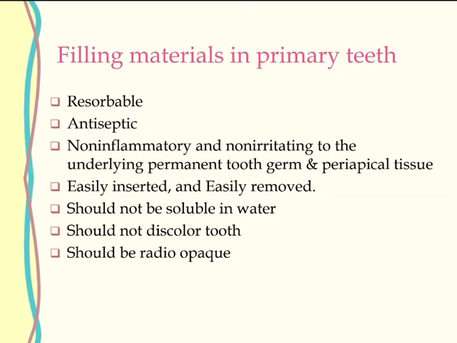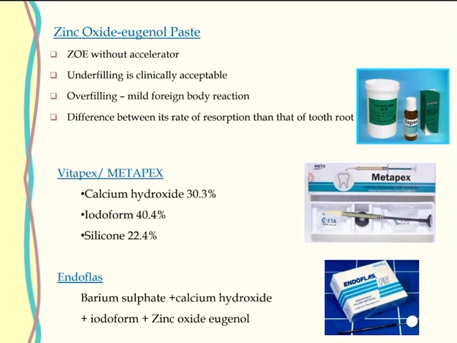So, any obturating material you use for a primary tooth, first and foremost, it should be resorbable. Then it should have an antiseptic property. It should be non-inflammatory and non-irritating to the underlying permanent tooth. It should be easily inserted. It should not be soluble in water. It should not discolor the tooth. It should not make the tooth change its color, and it should be radiopaque. When you take the radiograph, it should be radiopaque. These are some of the qualities of an obturating material that is used for a primary tooth.